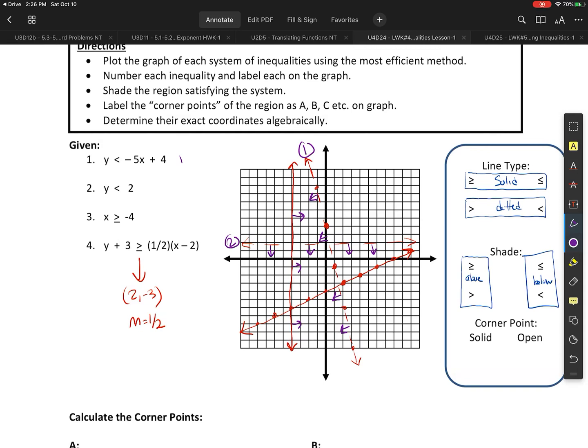For the last one, getting this into y equals form is the key thing. Y plus 3 is greater than or equal to 1 half x minus 1, so y is greater than or equal to 1 half x minus 4. Once it's in y equals form, this is telling me to shade above.